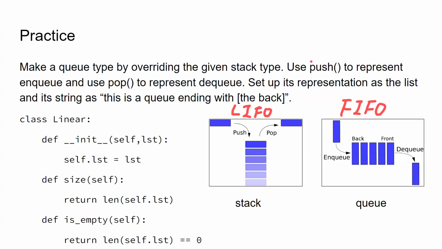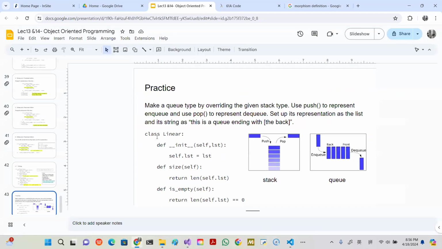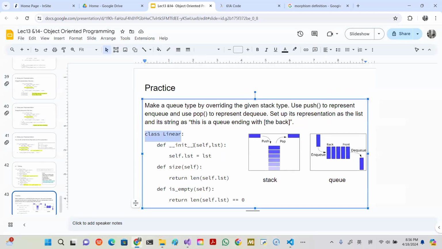Okay. So I said the stack type, but actually I have Linear here, so I will create a Stack in Linear and a Queue as well, like create two of them. And I'm doing the string representation of these two, so that you can see the difference. So just copy that.